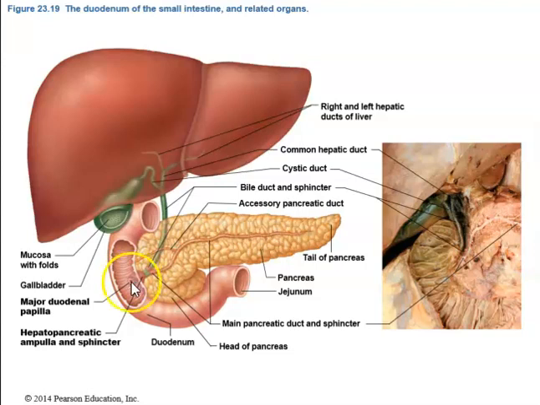So all the secretions will empty out into the second part of the duodenum so that it can break down the food coming from the stomach. And the majority of digestion and absorption takes place in the small intestine. So we have the secretions from these three organs that help with the chemical digestion of food, so that it can be absorbed along the small intestine.